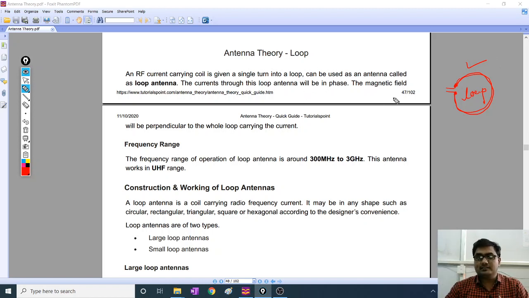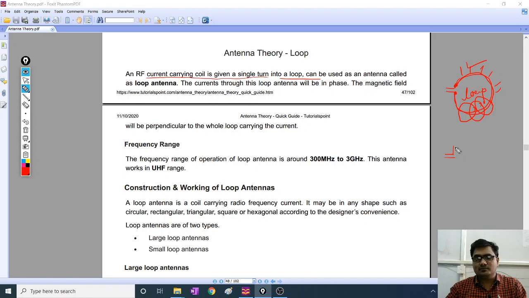Now how will the electric field be? The electric field lines will be like this, and the magnetic field will be like this. This is the electric and magnetic field in association with a loop antenna. It is written here that an RF current carrying coil is nothing but your loop antenna. That current carrying coil can have any shape.